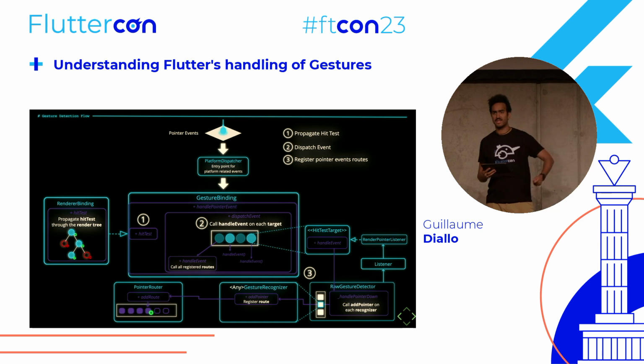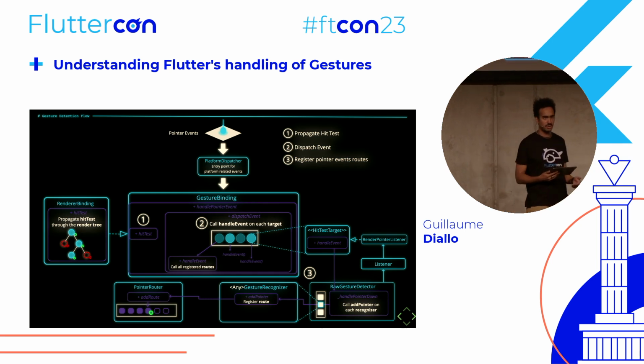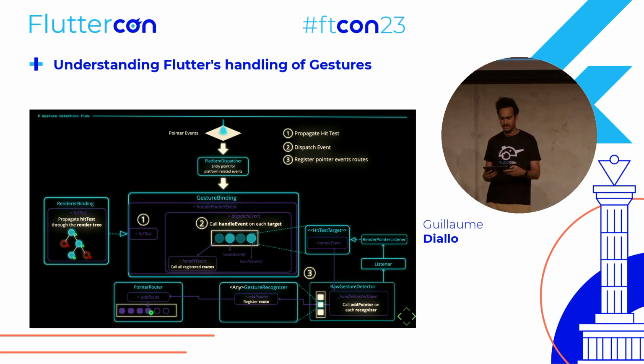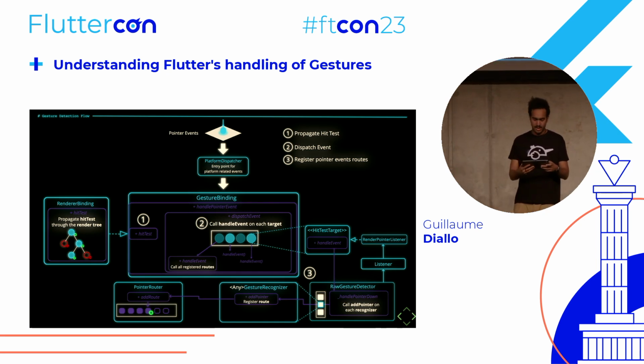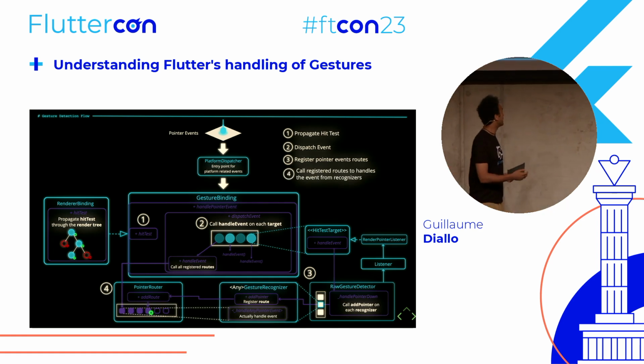So the gesture binding will, for each incoming event, call one specific handle event, which is basically going through all the registered handle events and dispatching, delegating actually the responsibility to do something with the event to the gesture recognizer. And the gesture recognizer has that responsibility to actually handle the event and do something with it.